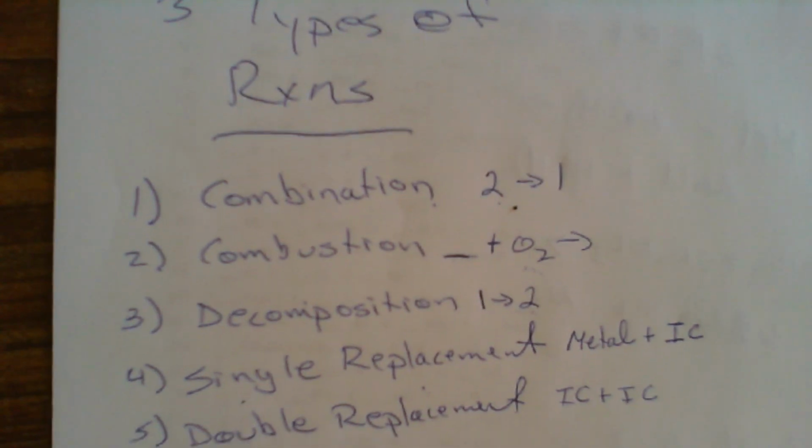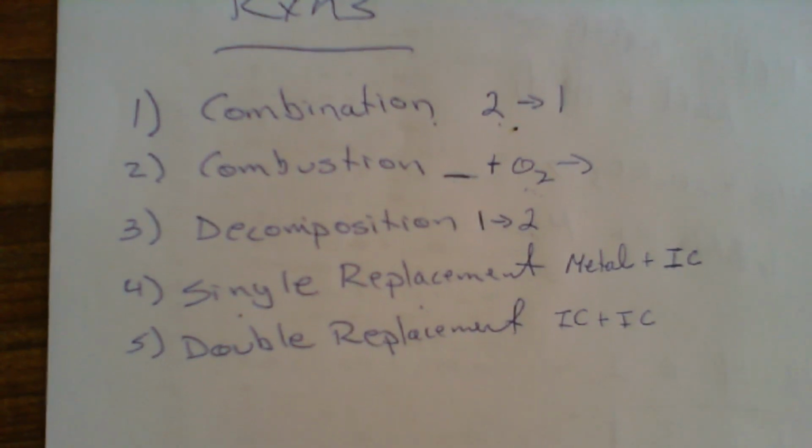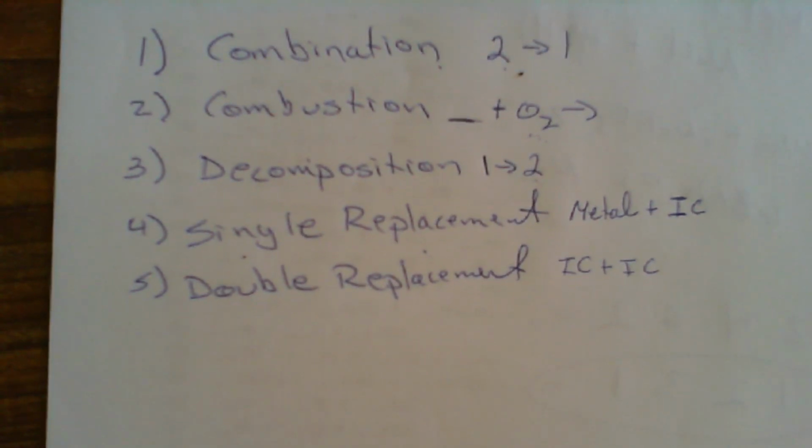The next one was combustion. That's if you have anything reacting with O2. O2 must be a reactant. This is a combustion reaction. We'll get into more details of each of these later today. The next one was decomposition. This is just the opposite of a combination, when you have 1 reactant breaking down to 2 or more products.